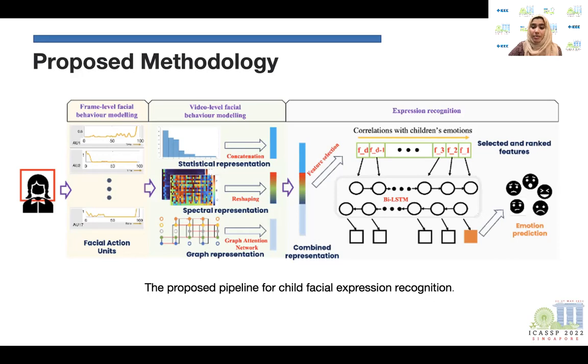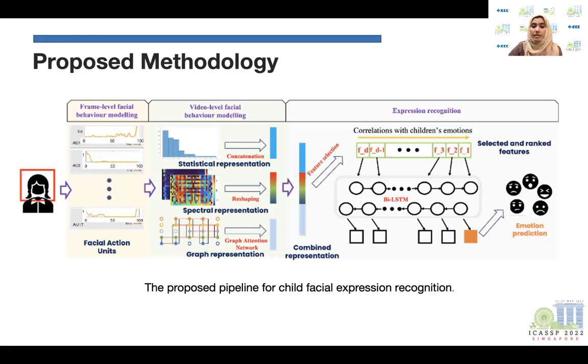So for statistical representation, we extracted 24 statistical features from the AU time series, namely the mean, the median, the standard deviation, and the maximum, followed by the first order derivatives, the mean, median, standard deviation, and the maximum, and then the second order derivatives, mean, median, standard deviation, and maximum.